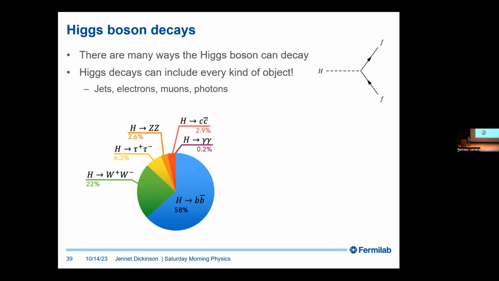Most of the time, it decays into two bottom quarks. A lot of the time, it decays into two W bosons. But you'll see, on this list, it can decay into a ton of different kinds of stuff that spans all of the different types of detectors that we just talked about. So there's no one part of the detector that's especially responsible for measuring the Higgs. There's no one type of object that is used for measuring the Higgs.